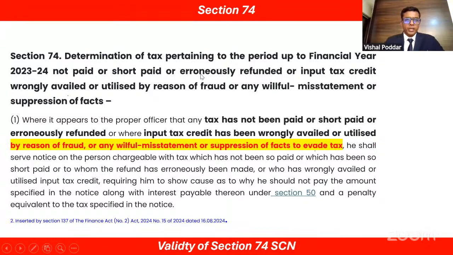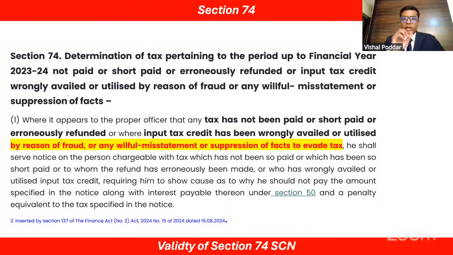Now, interestingly, when we are reading this, erroneously refunded is linked to determination of tax. So I read this like this: determination of tax not paid, short paid, or erroneously refunded. So it is determination of tax erroneously refunded. And then it says, or input tax credit wrongly availed or utilized by reason of fraud, willful misstatement, or suppression of fact.